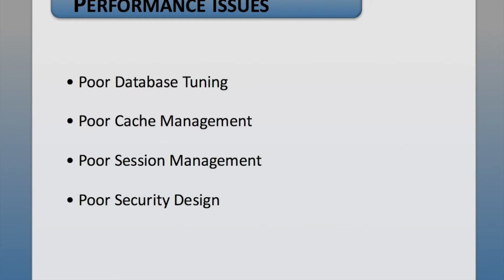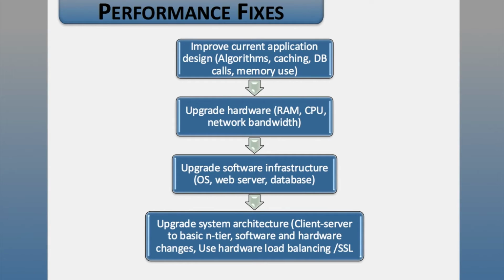Application server performance issues. Now, most applications have a connection to the server and then they might have performance issues, which could be any of these four or maybe all of them: poor database tuning, poor cache management, poor session management, poor security design. Now, these were the different kinds of issues we could observe as a part of our performance testing.